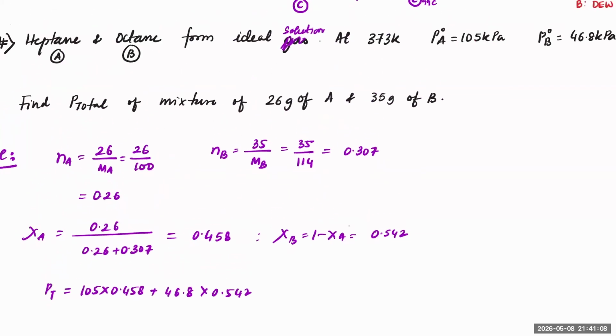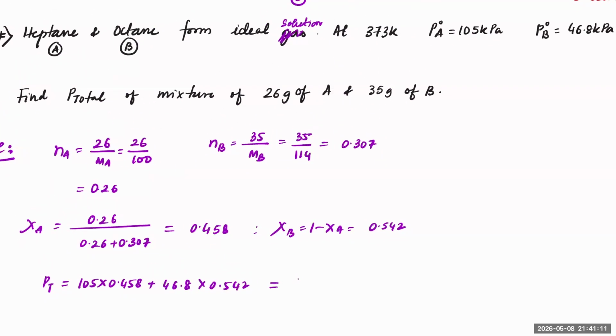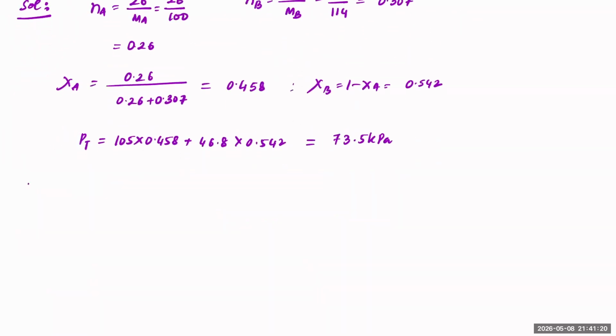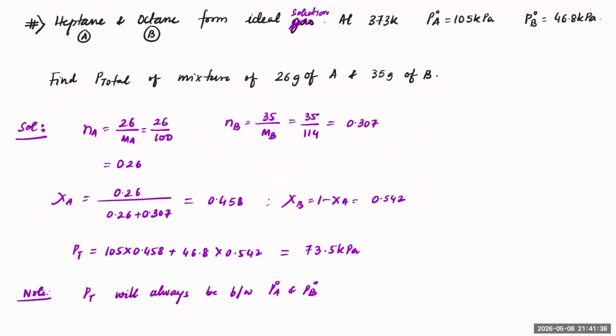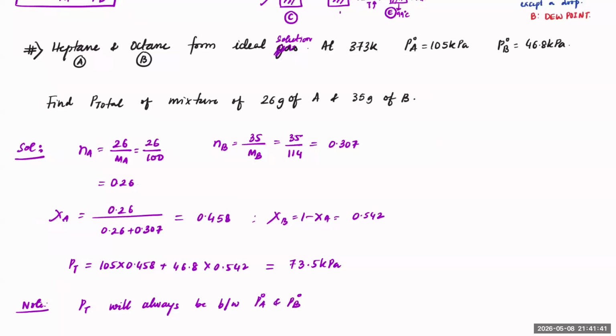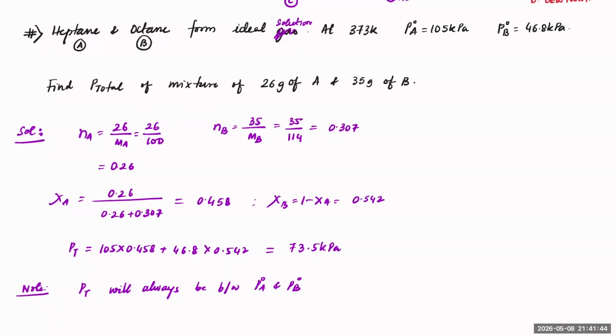So check the values given, correct? If I add both of them, it comes out to be 73.5 kilopascals. You should notice that P total will always be between P naught A and P naught B. The value should always be between the P naught A and P naught B values. So this is how you calculate the total pressure. I guess this is clear, everyone.